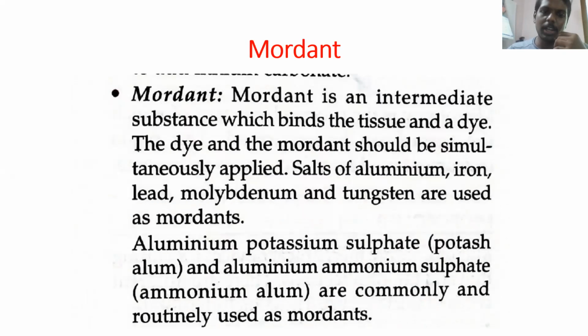Then we have mordant. Mordants are the substances that will bind the dye to the tissue. So any agent that will enhance binding of the dye to the tissue is called a mordant. Mordants are the intermediate substances which will bind the tissue and the dye. So the dye and mordant should be applied simultaneously. Salts of ammonium, iron, molybdenum, or tungsten can be used as a mordant. In case of H and E staining, aluminum potassium sulfate or aluminum ammonium sulfate are the commonly used mordants.